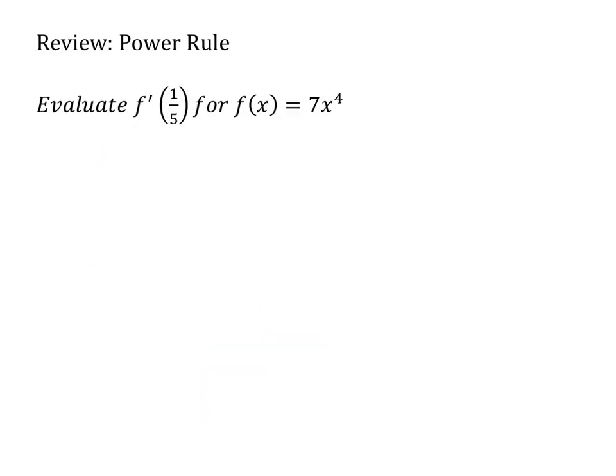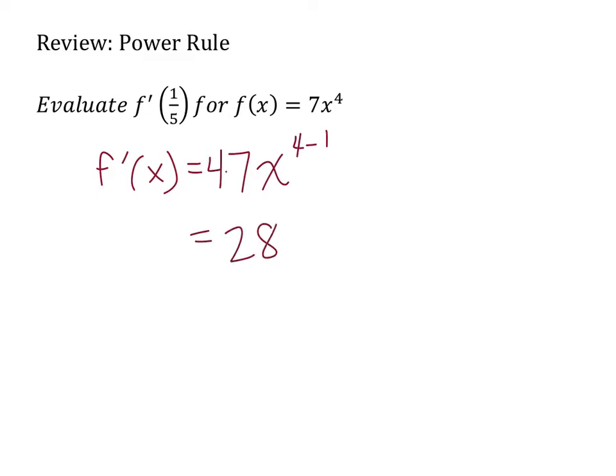Another example, same thing. Now I'm going to just find f prime first. 7x to the 4th power, multiply by 4, right? And then reduce this by 1. This is going to come out to 28x cubed. Again, you can jump straight to that if you want. Now we're going to plug it in, f prime of 1 over 5. I do want to see you find f prime of x first and then plug it in.